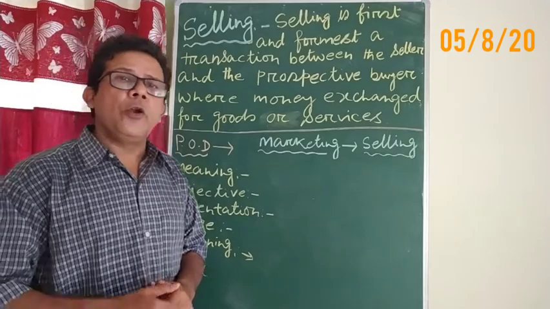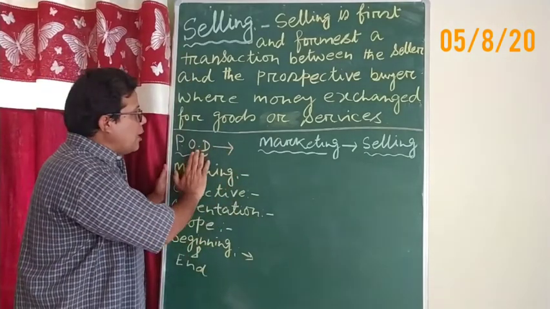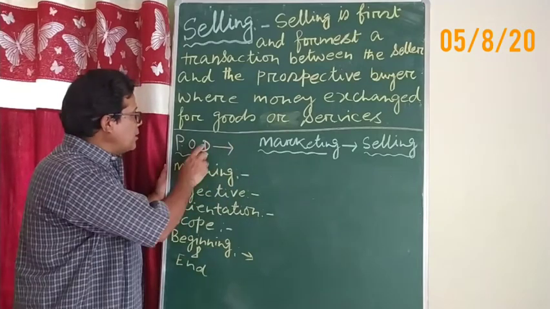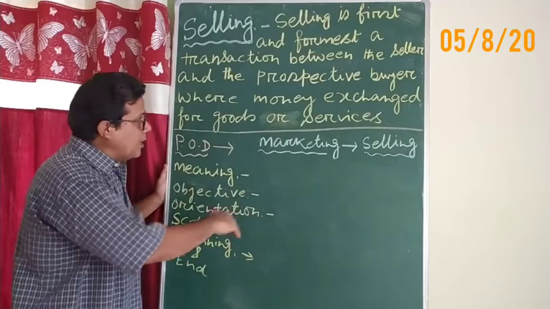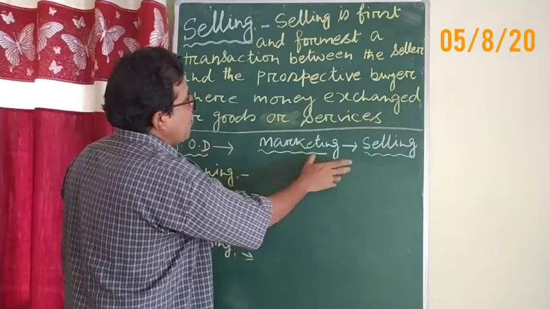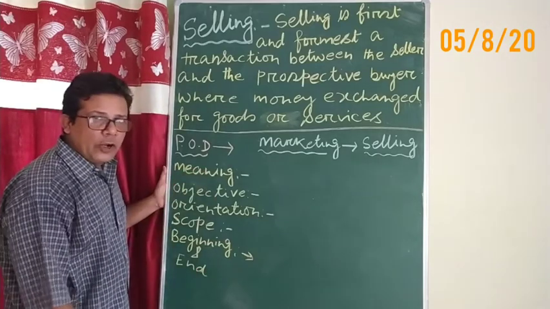Now, I am going to discuss the differences. First point for you, I told you earlier, whenever you are going to write the differences, beta, first thing you write point of distinction. That means, on the basis of which point you are going to differentiate marketing and selling. First point, meaning, I already told you the meaning.